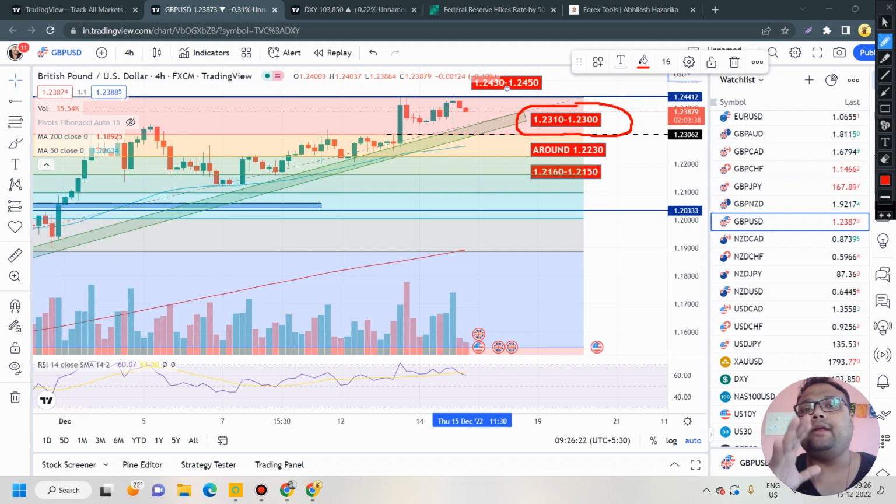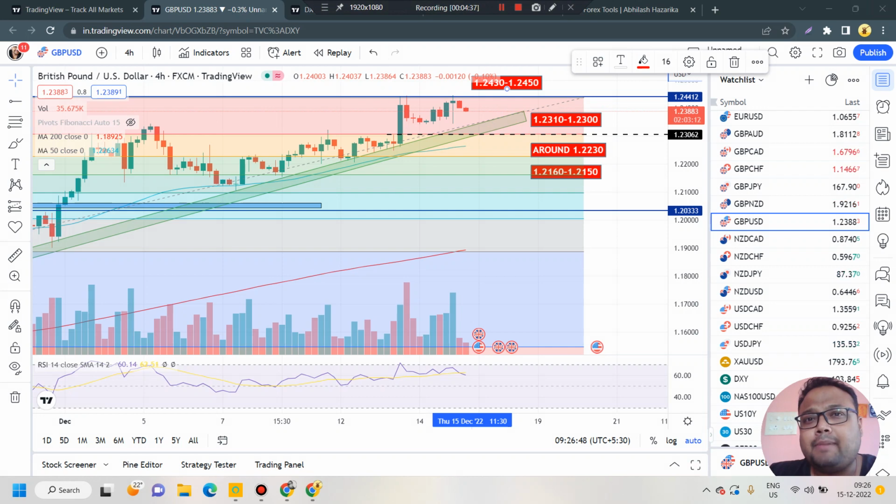I will simply rely on the levels from the Fibonacci retracement. Observe the market around 1.2310, 1.2300, because we have the trend line as well as the Fibonacci 23.6% retracement level. If the volatility of the market remains like this, there is a possibility that market will take support and bounce.